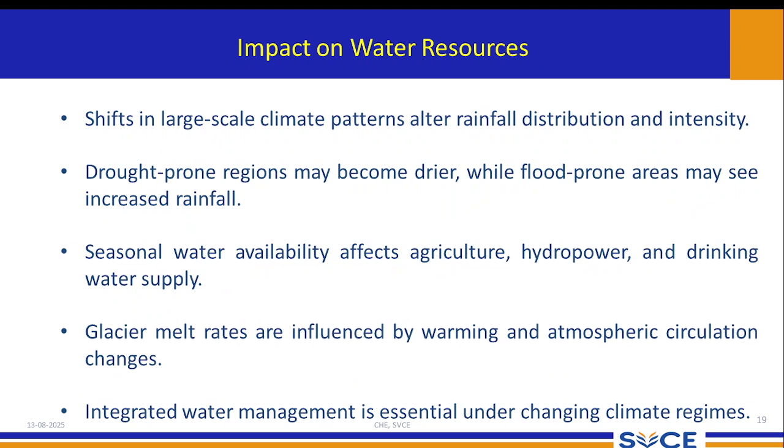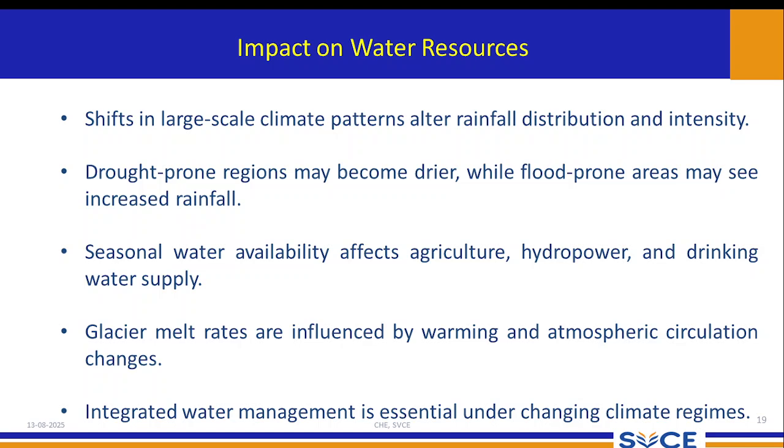Impact on water resources. Shifts in large-scale climate patterns alter the rainfall distribution and intensity. Drought-prone regions may become drier, while flood-prone areas may see increased rainfall. Seasonal water availability affects agriculture, hydropower, and drinking water supply.